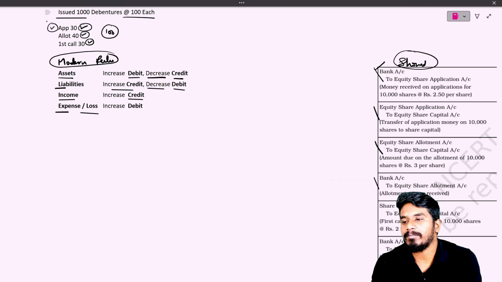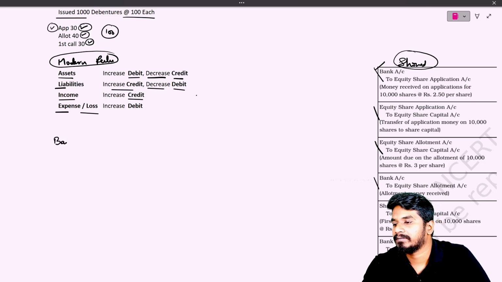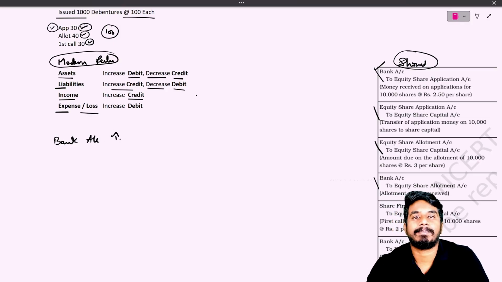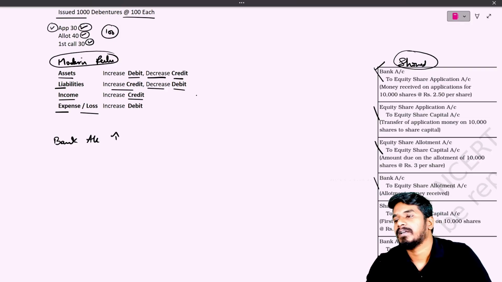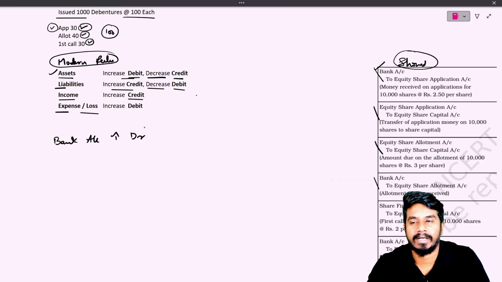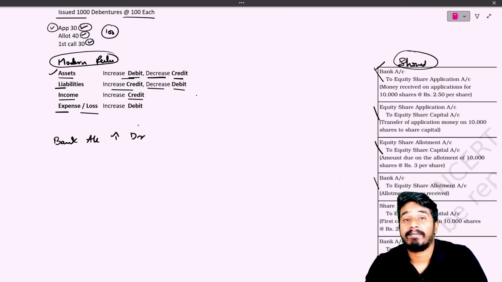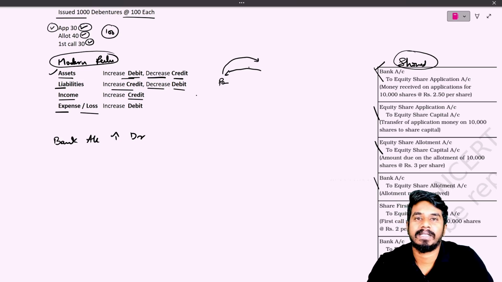So if we receive money, our bank account will increase. Obviously, bank account is an asset. If an asset increases, we will debit. So bank account will get debited. And also our liability will increase. Why? The people buying the debentures are paying us, and we need to give them debentures, debt instruments.